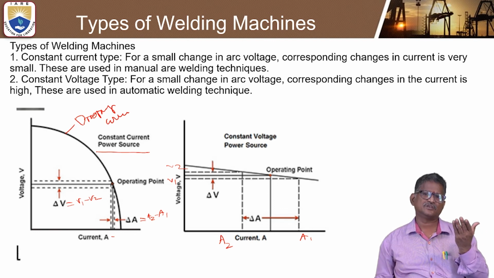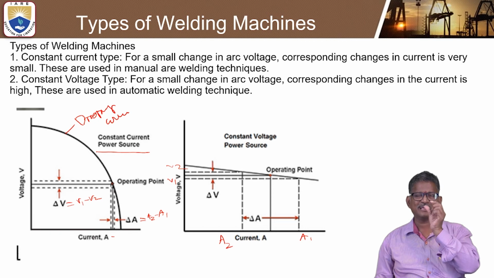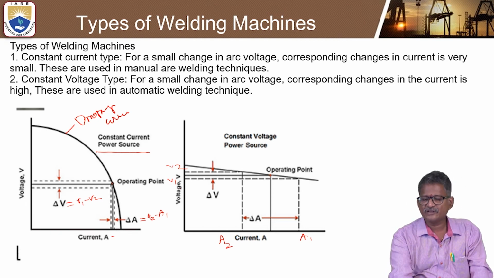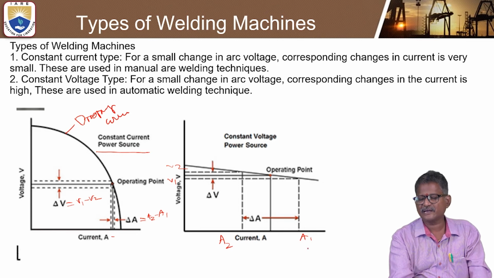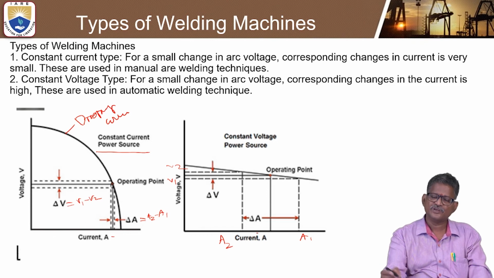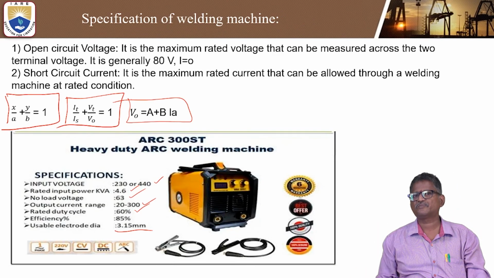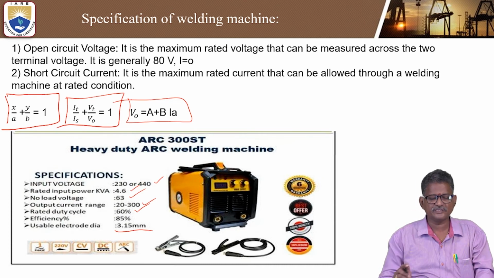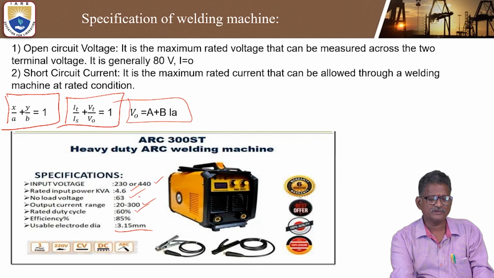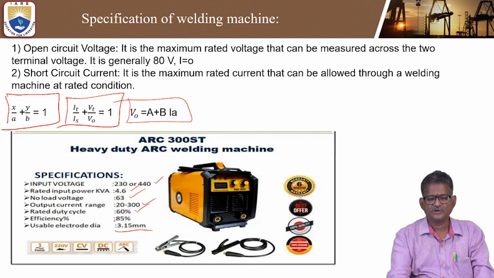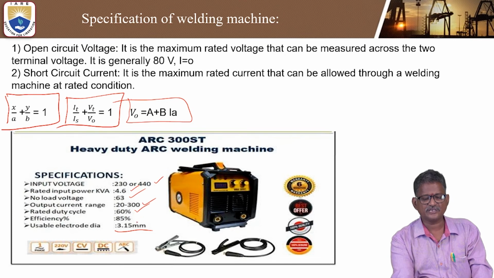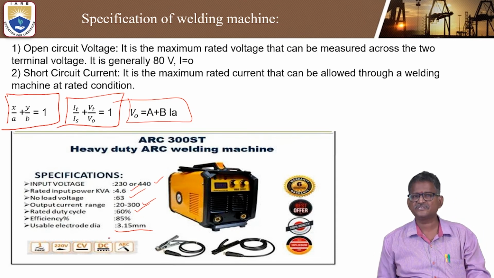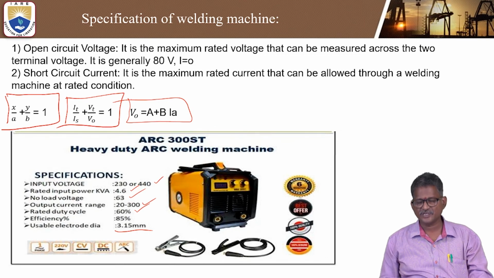And coming to the drooping curve, the concept is: whenever the voltage is low, the current is high, and when the voltage is high, the current is low. If you know this concept, then only you will be able to solve that type of problems. These are some specifications of any welding machine: open circuit voltage, short circuit voltage, input voltage and rated input power, output current and voltage, and rated duty cycle. Efficiency is almost 85%, and the electrode diameter is 3.15 mm.